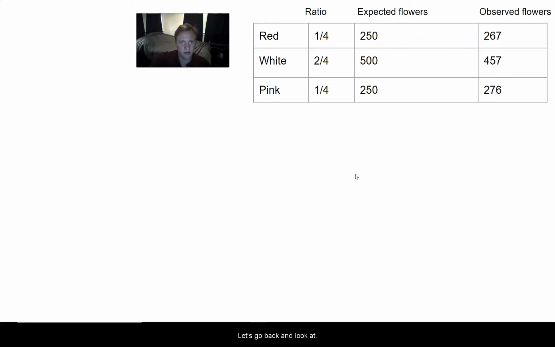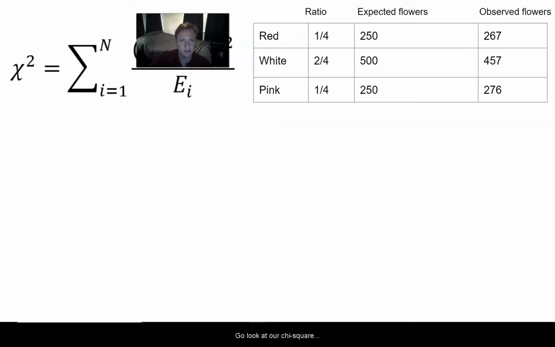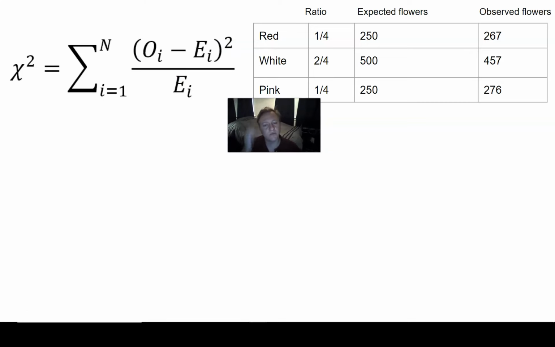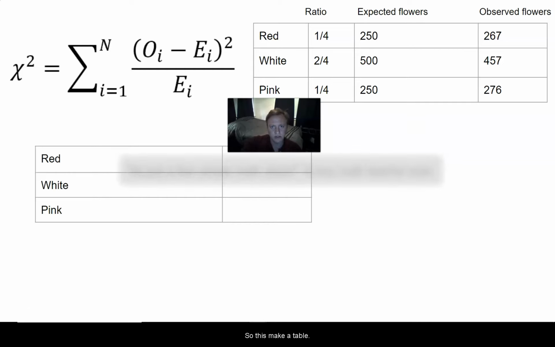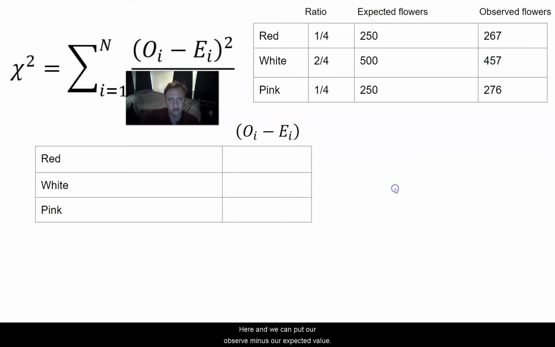So let's go back and look at our chi-square formula here. Chi-square equals the sum of the observed minus expected, squared, divided by expected, which again is a horrible looking formula, but it's really just a few simple math steps. So let's make a table here, and we can put our observed minus our expected values in this first column, and we're going to add to this as we work our way through.